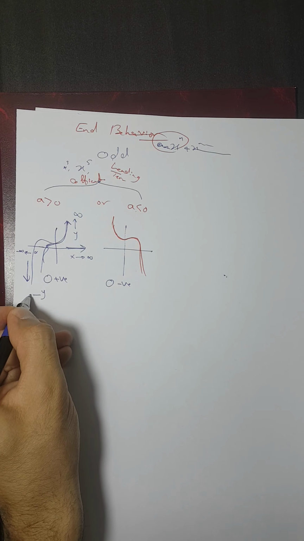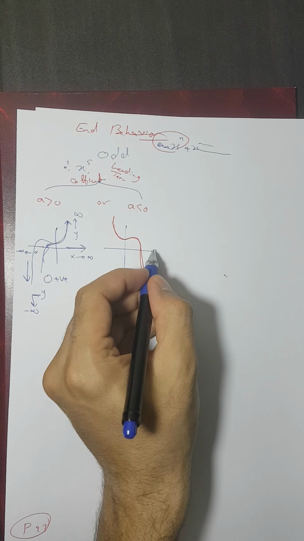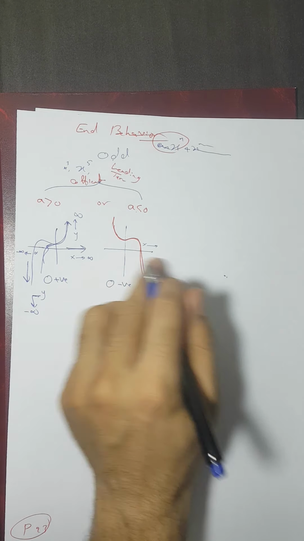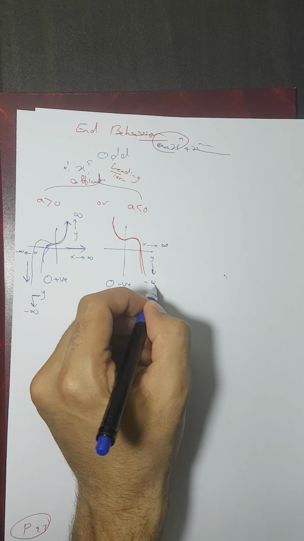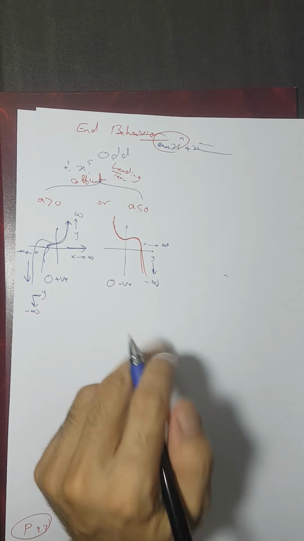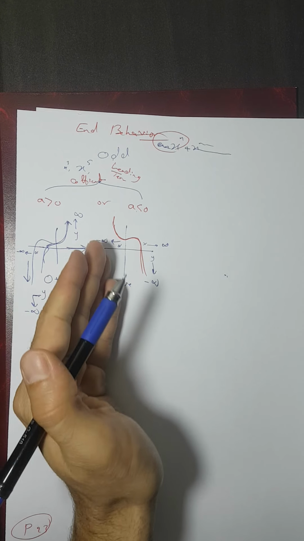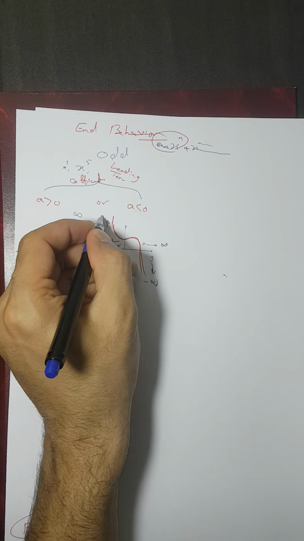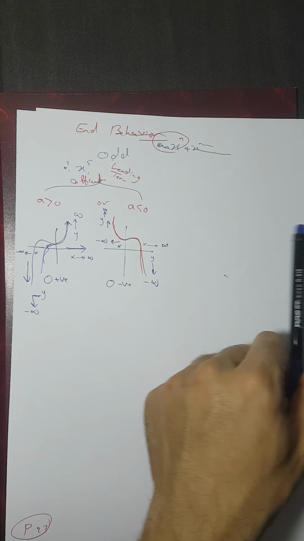Y is going to what? Y is going to negative. Here, when x is on the x-axis and we are going to infinity, y is going to negative infinity, right? Because here is the negative part. And here when x goes to negative, the graph is going here, y is going to positive. It means that the shape is very important.